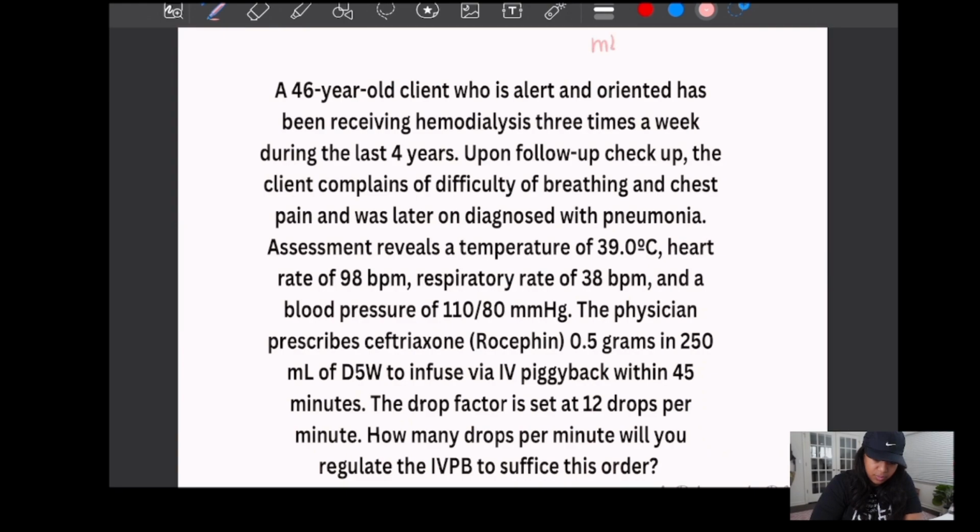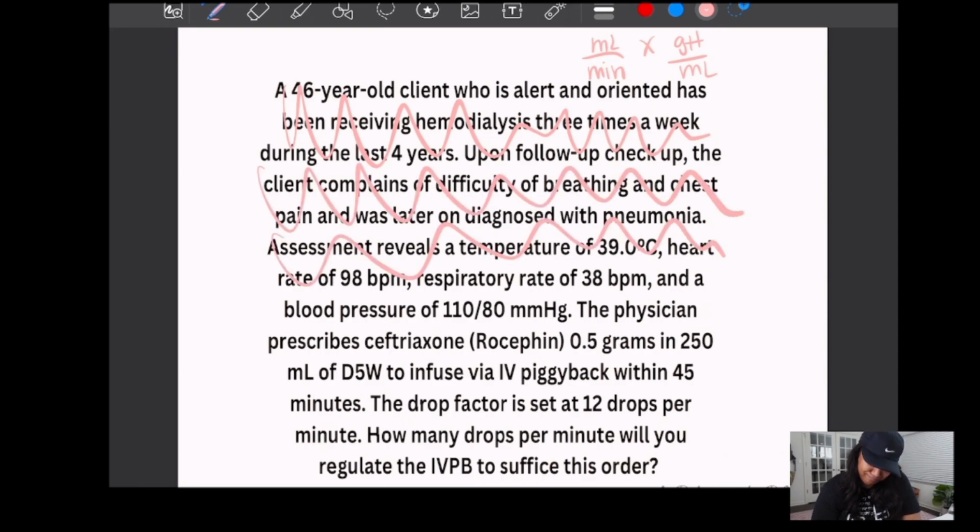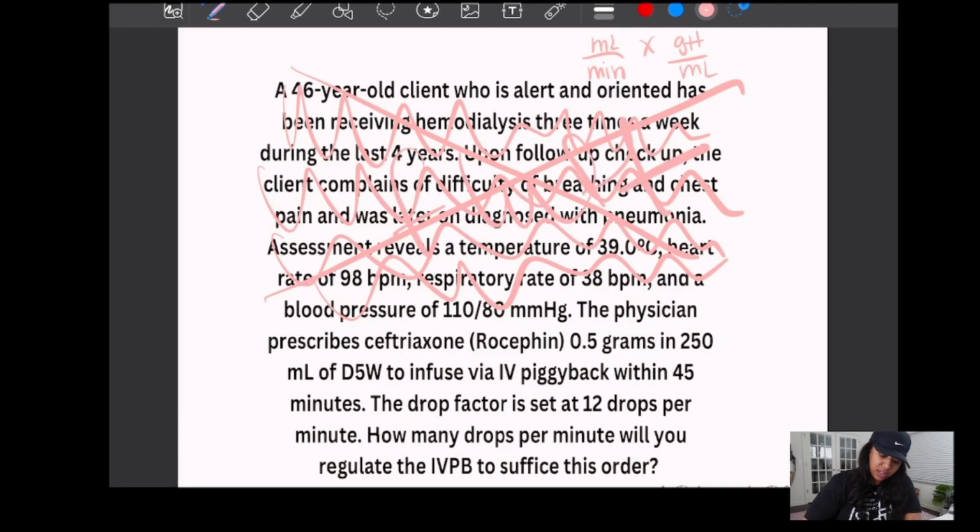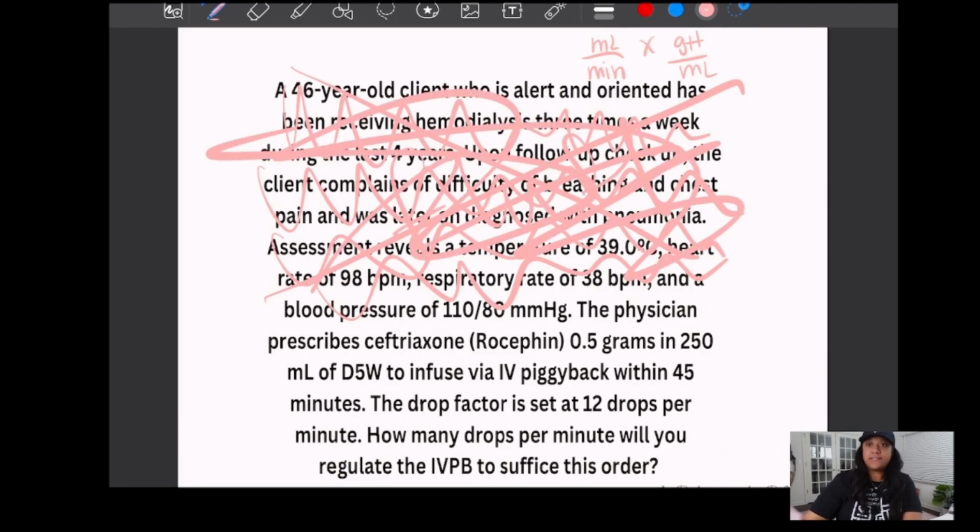Your volume over your time times your drops per milliliter. So all this stuff right here, fluff. Don't even look at it. Fluff, fluff, fluff. Don't get thrown off by that.